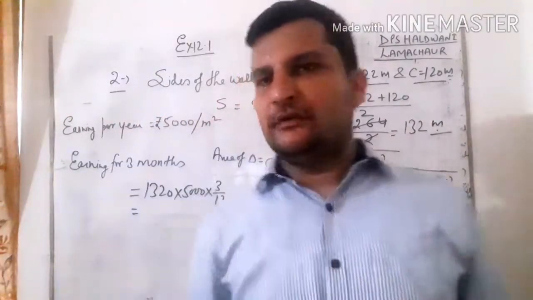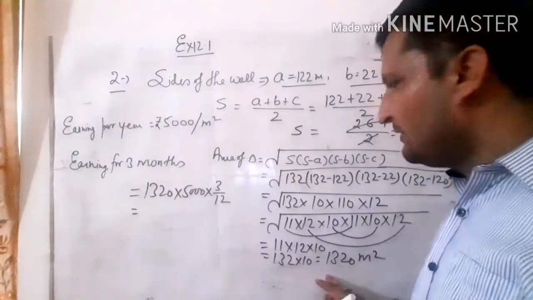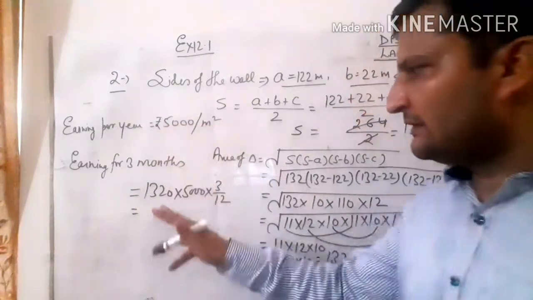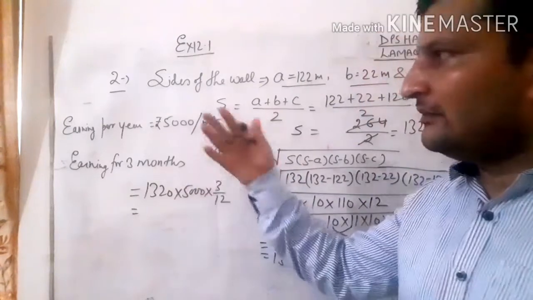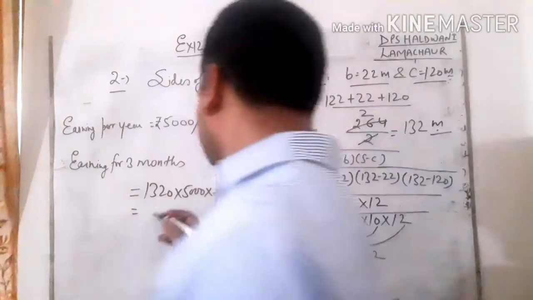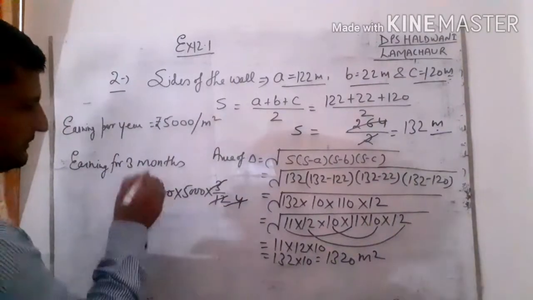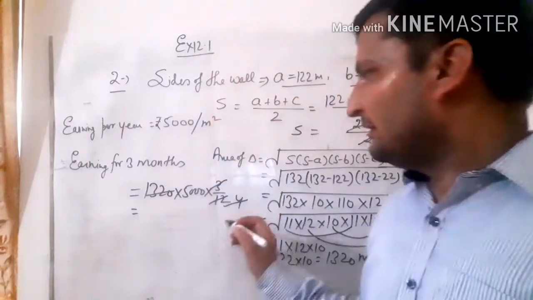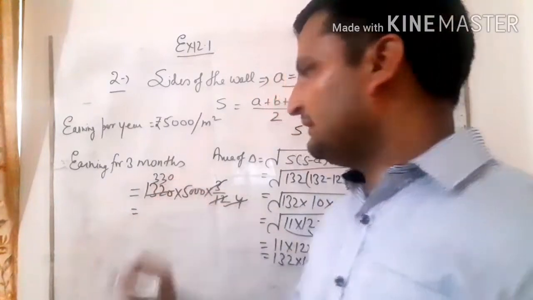Now students, we have to solve it. 1320 meter square is the total area, and 1 meter square earning is rupees 5000. So 1320 meter square earning is 1320 into 5000, and 3 months are given, so we have put 3 by 12. 3 by 12 means we can write 3 by 1 by 4, and we cancel 4, because 4 5 are 20, last digits are 20, so it may be divided by 4. So 4 3 are 12, 330.